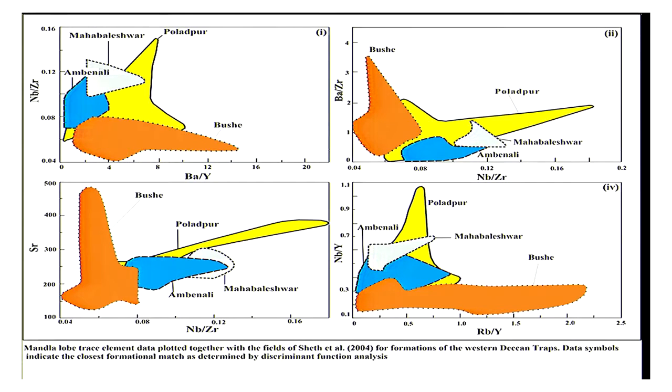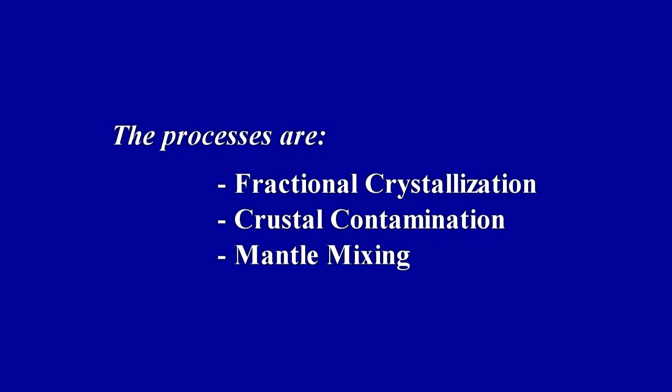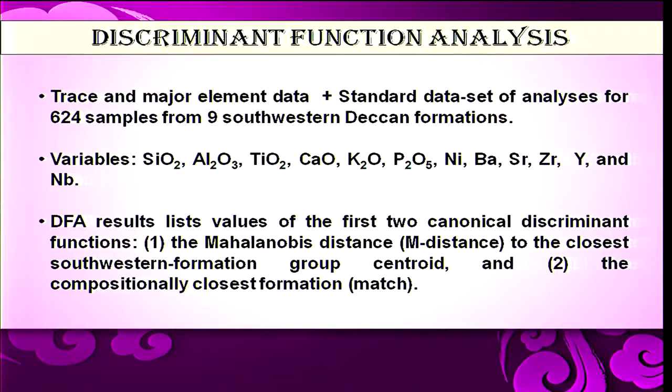Chemically, how are these lava flows diversified? But what are the processes which were responsible for such diversification? Fractional crystallization, crustal contamination, mantle mixing, these are the processes by which these lava flows show different types of trace elemental concentrations. When we study these lava flows, we have to use a certain statistical technique popularly known as discriminant function analysis, where the trace element and major oxide data or elemental ratios are taken into consideration.